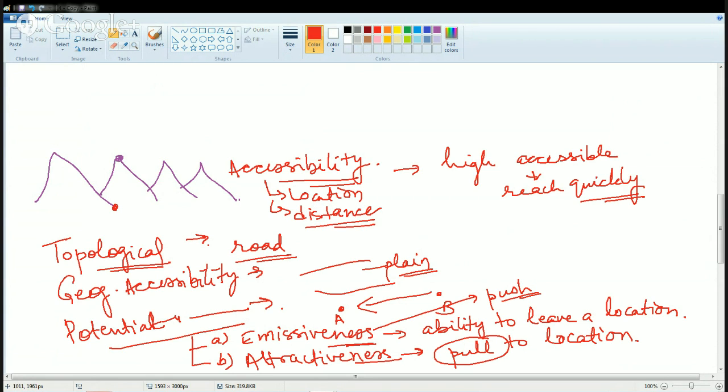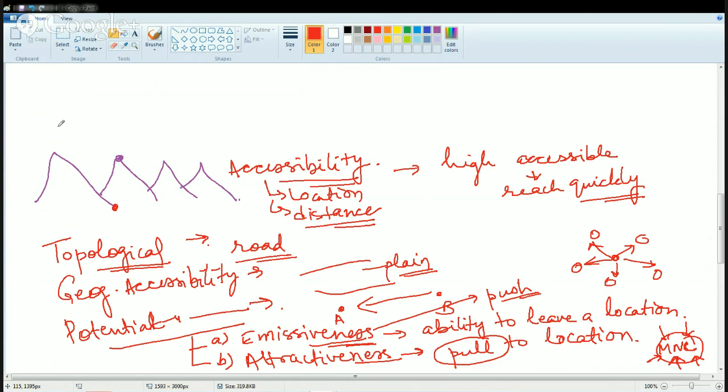to that location. For example, if an MNC is coming up in this region, it will drive a lot of people looking for jobs, looking for employment. So that would be a kind of attractiveness. On the other hand, there can be emissiveness, where the nearby areas are developing in the mining sector, so people from this village will try to move out to the nearby settlements. So these are the kinds of accessibility we talk about.